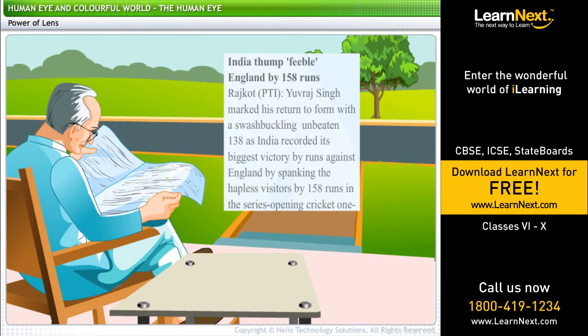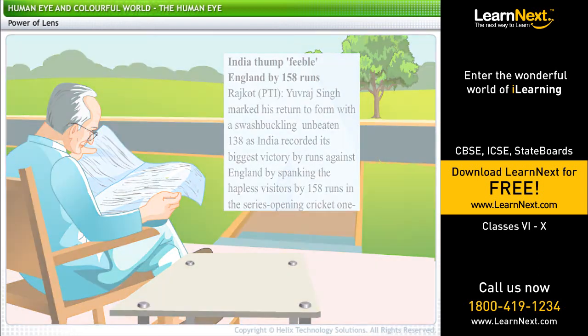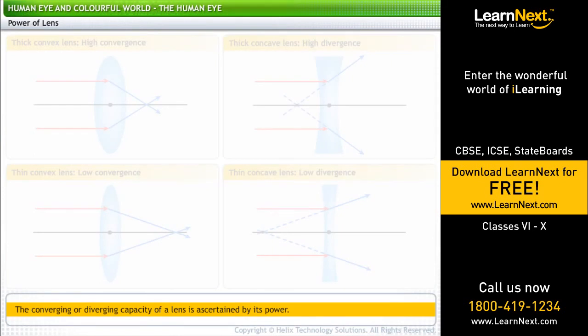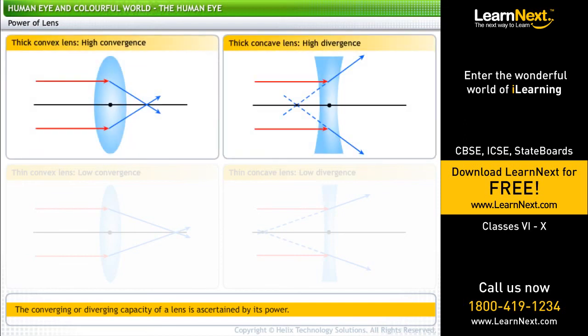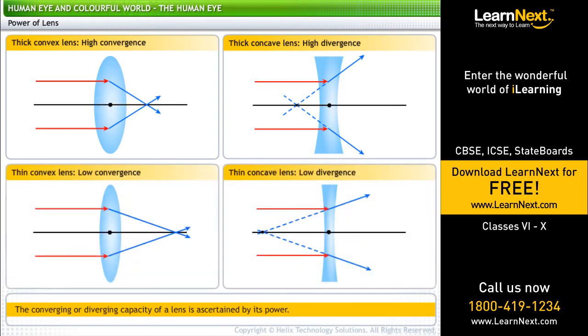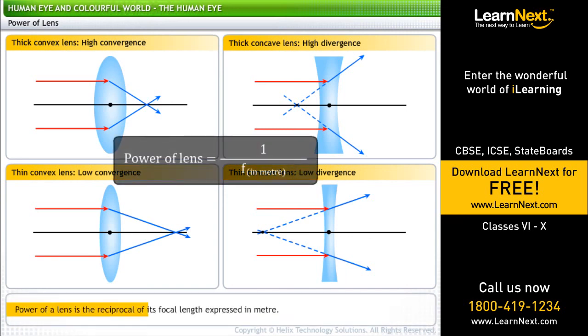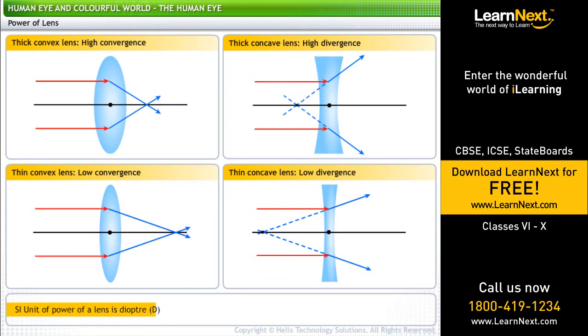So, exactly how thin or thick does a lens need to be? This depends on the power of the lens required, that is, the converging or diverging capacity required. The converging or diverging capacity depends on its focal length. For a higher converging or diverging capacity, we need lenses of a greater thickness, and hence a smaller focal length. Similarly, a thin convex lens has a larger focal length, and hence its convergence is lower. Thus, the converging capacity of a convex lens and its focal length are inversely related. Numerically, the power of a lens is the reciprocal of its focal length expressed in meter. The SI unit of power of a lens is diopter and is denoted by D.